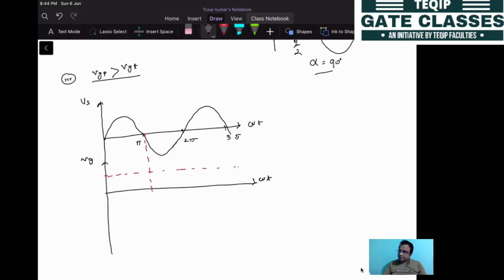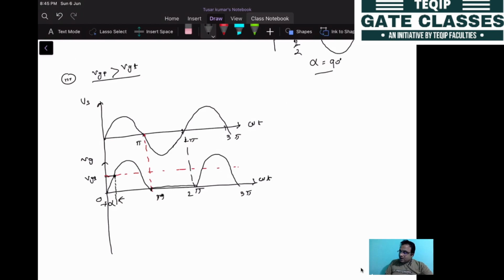So here this is nothing but VGT, but VGP is greater than VGT, so it is increased like this. Okay, then from pi to 2 pi, again it will be 0. Then after that, again it will be switched on up to 3 pi like this. This is 2 pi to 3 pi. This is 0 to pi. Now if you see here, at this instant only VGP equal to VGT. So at this instant the device will be on. So this duration will be the delay in this case.